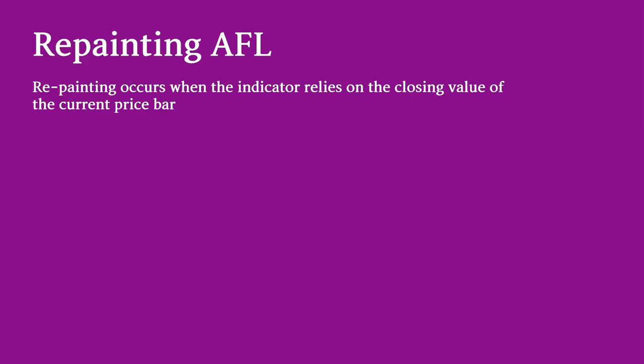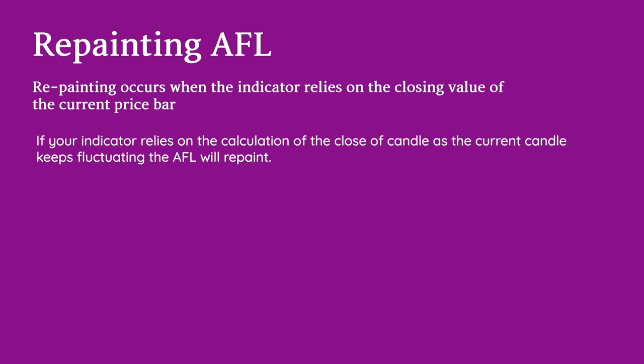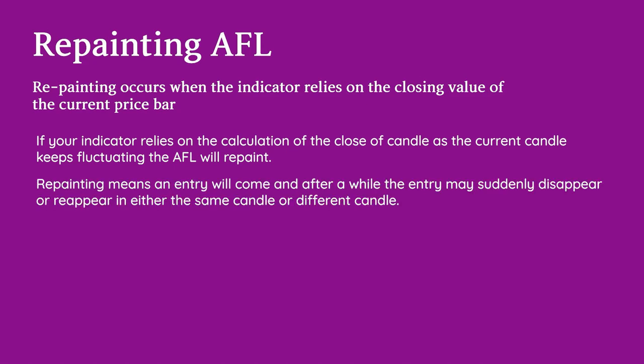First, let's talk about repainting AFL. Now, repainting occurs when the indicator or your algorithmic logic relies on the closing value of the current price bar. Basically, it means if your logic or your indicator relies on the calculation of the close of the candle, as the current candle keeps fluctuating, the AFL will repaint. Repainting basically means that an entry will come and after a while suddenly the entry will disappear, and after a while it will again reappear in either the same candle or in the next coming candles. Sometimes it will completely disappear.